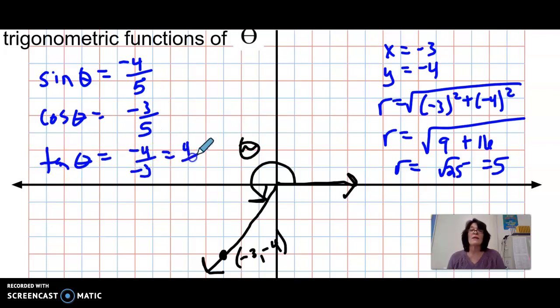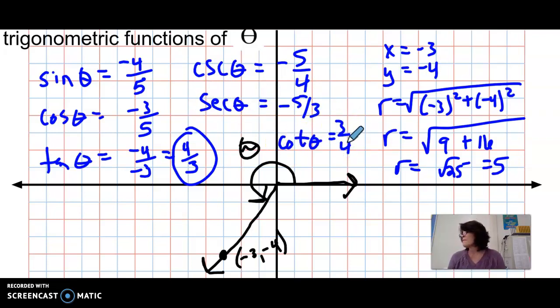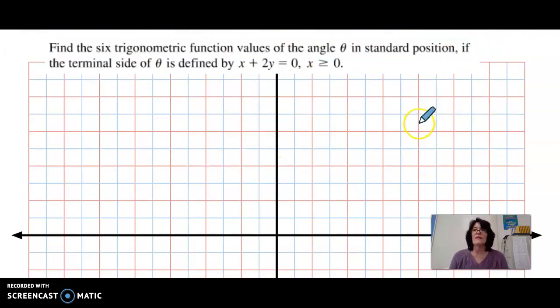Oh, that's actually, don't write it like that. Write it as positive 4/3. A negative over a negative is positive. The cosecant of theta, I'm just going to flip this. It's -5/4. It doesn't matter where the negative is. A lot of times we just put the negative out in front. The secant of theta is -5/3. The cotangent of theta is 3/4. What do you think? Not too bad? Good. I'm assuming you said not too bad.